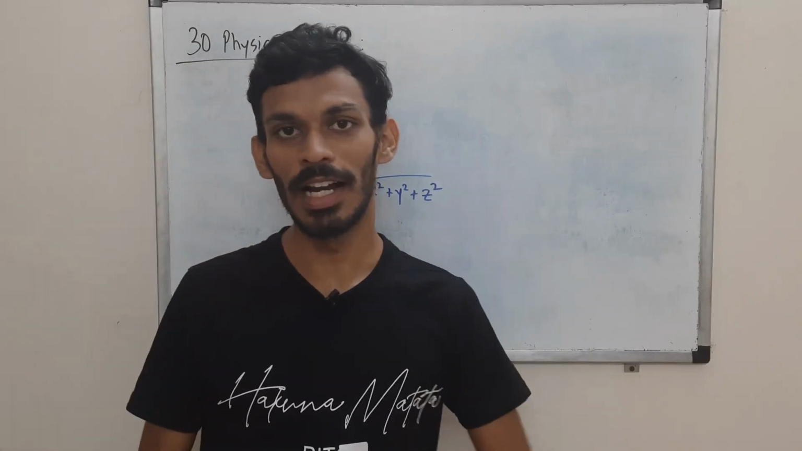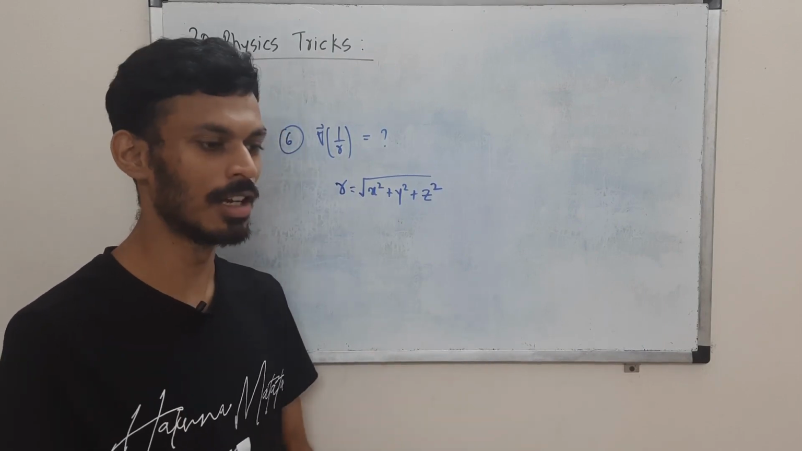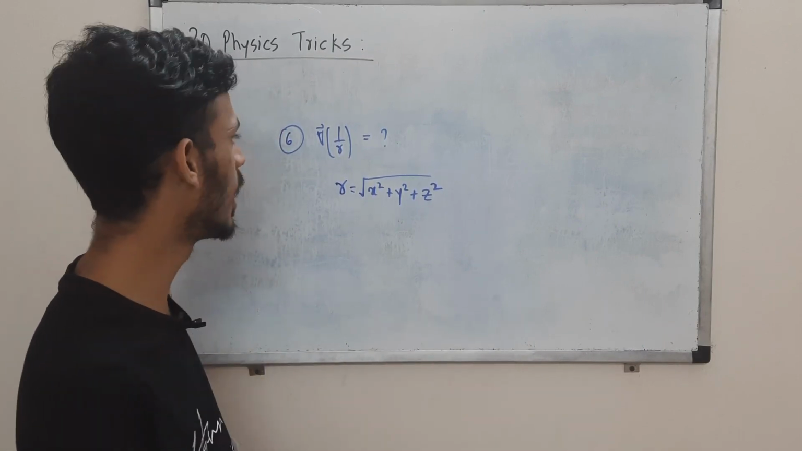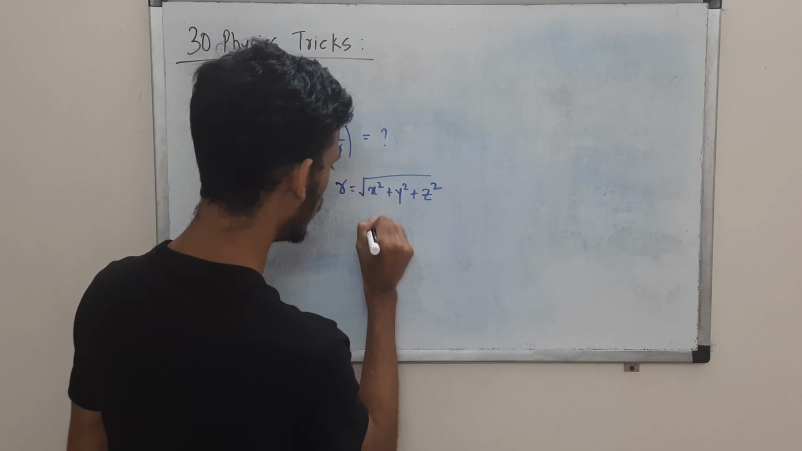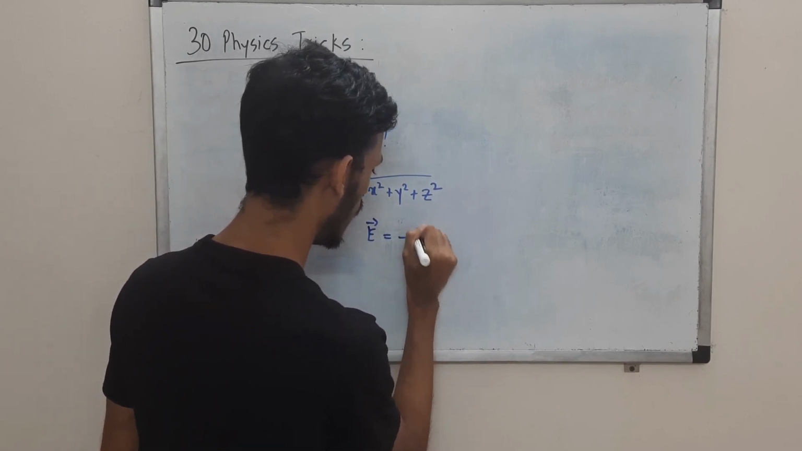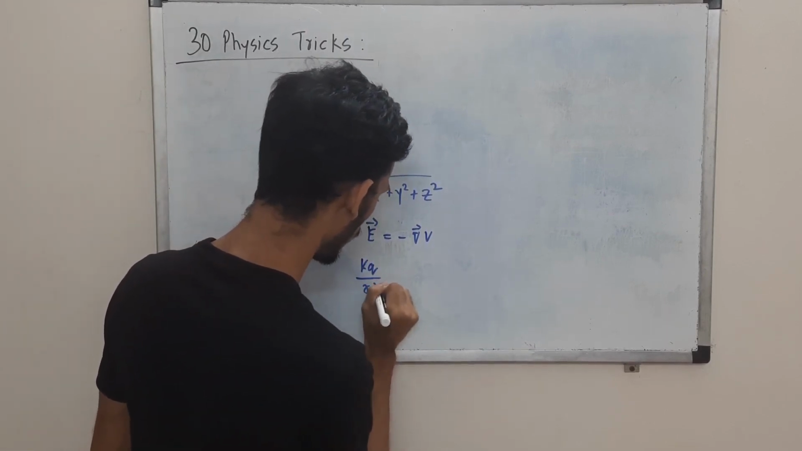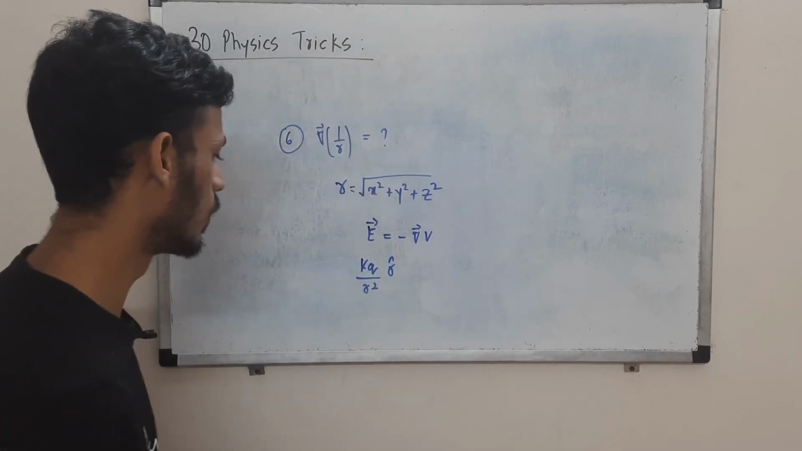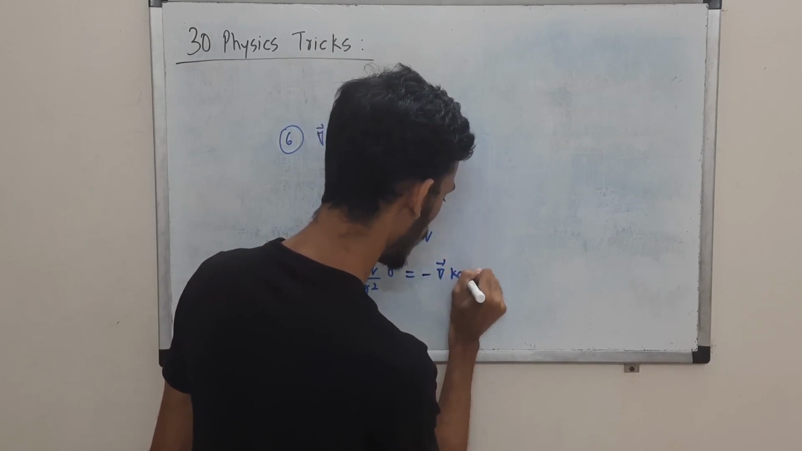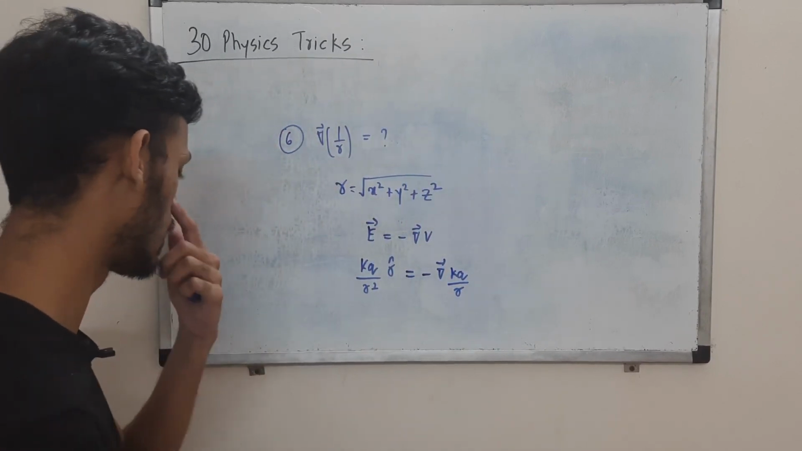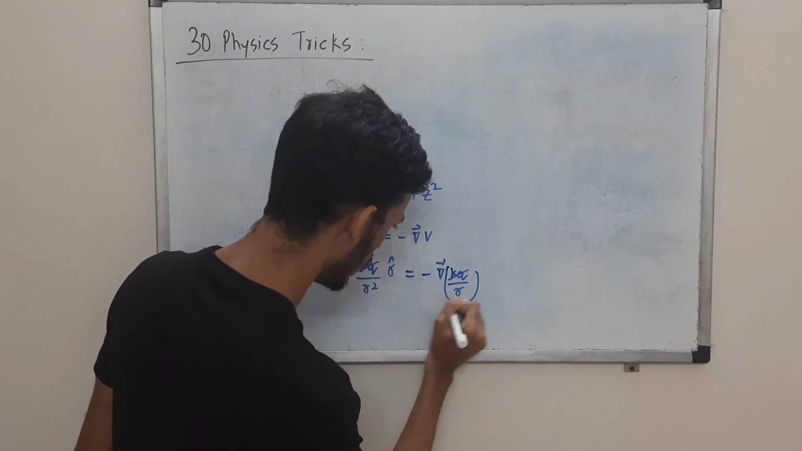Next is to find the gradient of 1 by r, where r is the magnitude of the position vector. Now there is a whole derivation for this at the undergraduate level, but we can do it in simpler ways, and it will also brush up a concept. We can use the definition of electric field as the negative gradient of potential. We know that the electric field is kq by r square along the r cap direction, and here we'll have the negative gradient of kq by r. That is how the potential is defined. It's a scalar, so no direction. So you can cancel this kq, and what you'll get is the gradient of 1 by r.